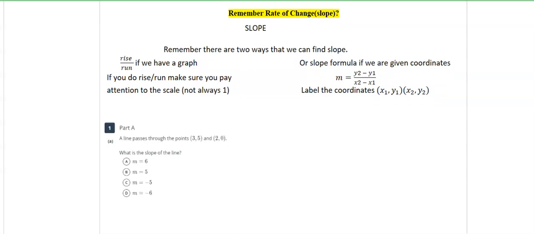Now, for this question right here, number 1, part A, it says the line passes through the points (3, 5) and (2, 0). So if we don't have a graph or a table to find out what the slope is for rise over run, we can use the slope formula. M is equal to y2 minus y1 all over x2 minus x1.